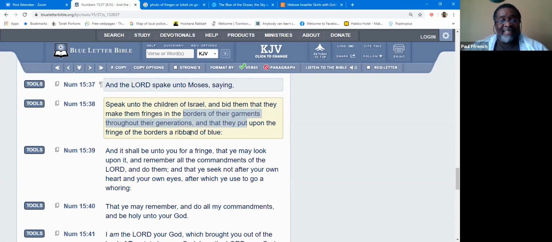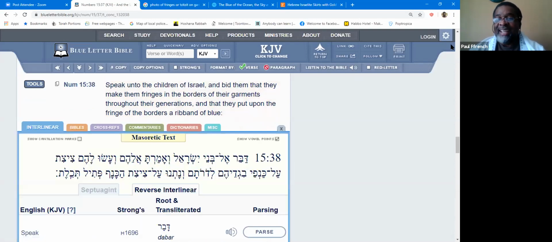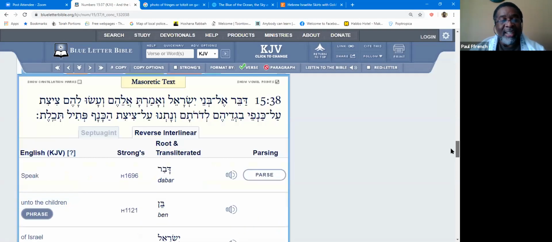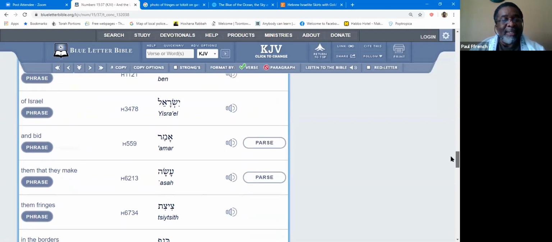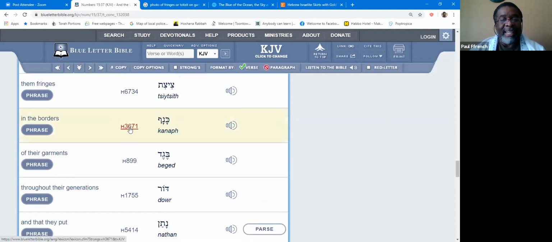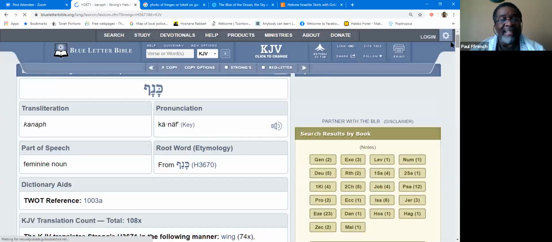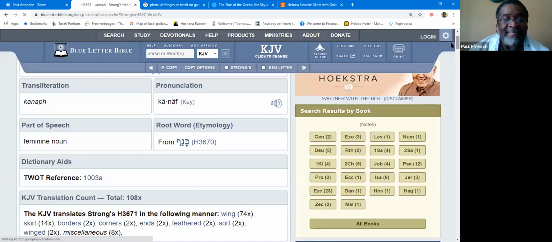All right. So let's look at the word borders and see what it means so everybody can see. We're going to do some Hebrew interlinear here now. Speak unto the children of Israel and bid them that they make fringes. Let's do borders first. Okay, borders is 8367, and the Hebrew word is kanaf, right? Kanaf. That's the Hebrew.